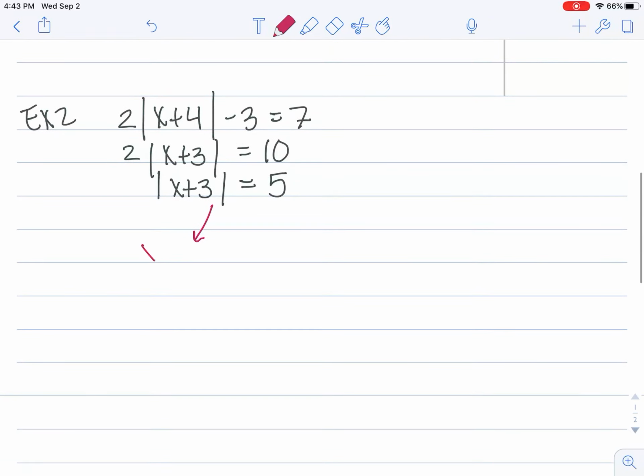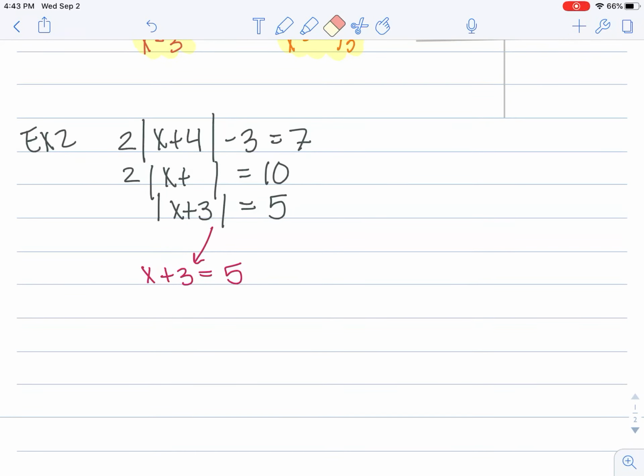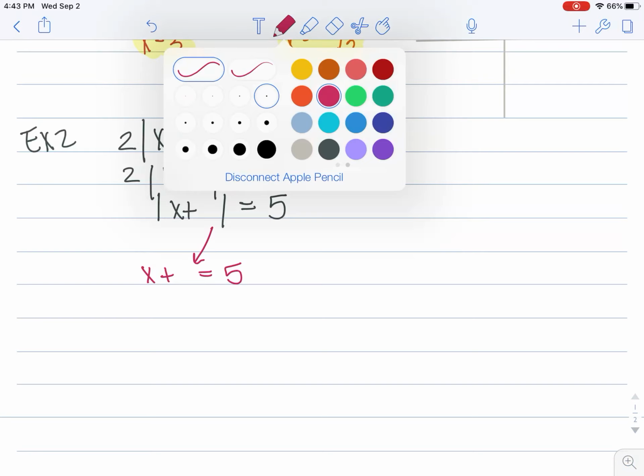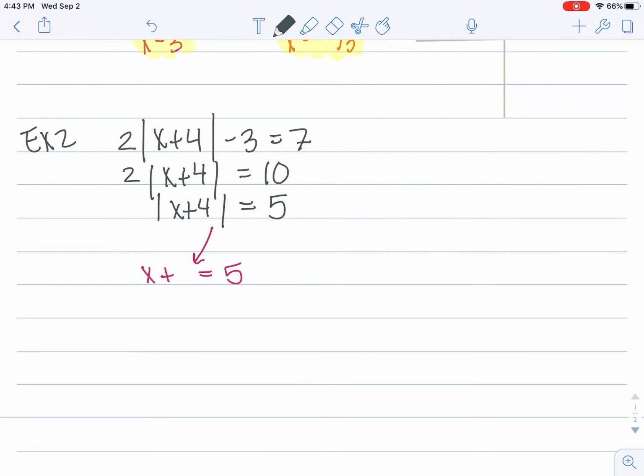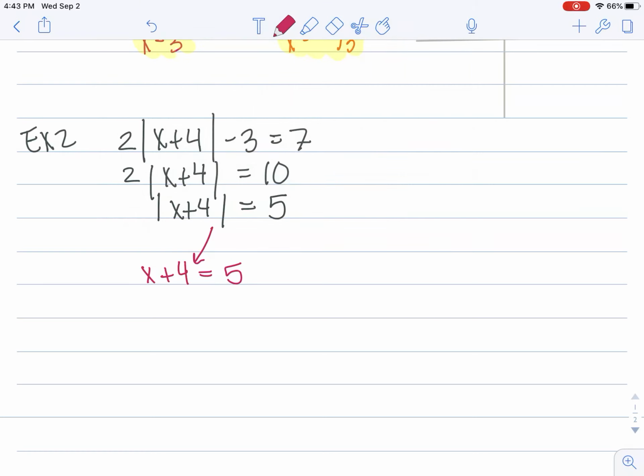So the x plus 4 can equal a positive 5. I don't know where that 3 came from, guys. Hopefully you didn't write that 3 down. There we go. So we're going to subtract to get a 1. And then x plus 4 is equal to the negative of it. So negative 5, subtract 4, negative 9.